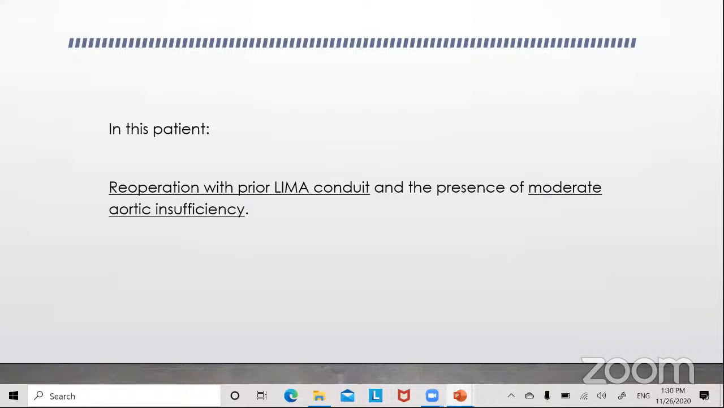This patient has important issues that influence the approach: a reoperation with prior LIMA conduit and the presence of moderate aortic insufficiency. Standard reoperative measures should be taken, including external pacing pads and prepped groins bilaterally in the event that emergency peripheral cannulation might be needed for bypass.